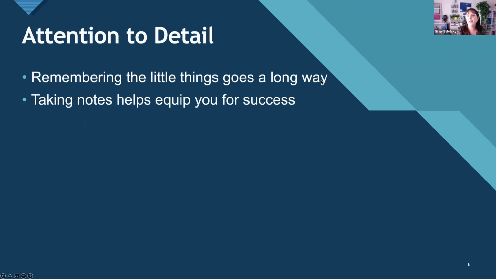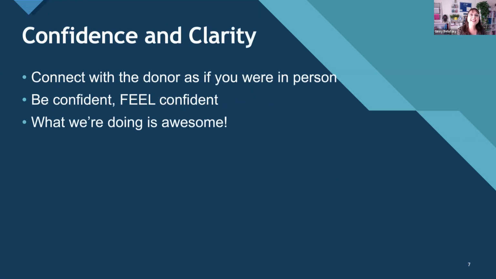Attention to detail. Remembering the little things goes a long way. I think it's really important to take notes when you're calling people. That way, the next time you call them, you can tell your fundraiser something important to know about the donor or the recipient that you're calling. It means a lot to me when somebody calls me back and says, how was your daughter's bat mitzvah? So take your notes.